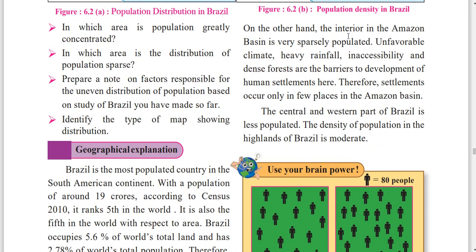On the other hand, the interior of the Amazon basin is very sparsely populated. Unfavorable climate, heavy rain, inaccessibility, and dense forest are the barriers to the development of human settlements here. Therefore, settlements occur only in a few places in the Amazon basin. The central and western part of Brazil is less populated. The density of population in the highlands of Brazil is moderate.